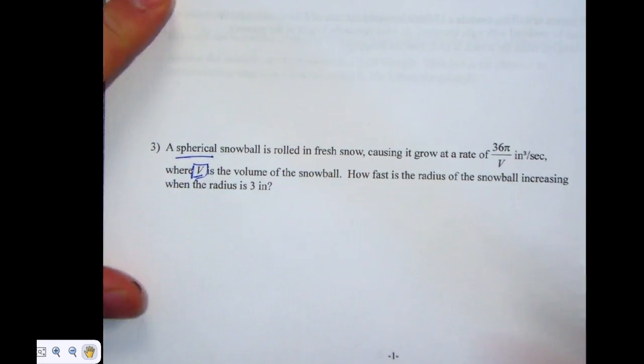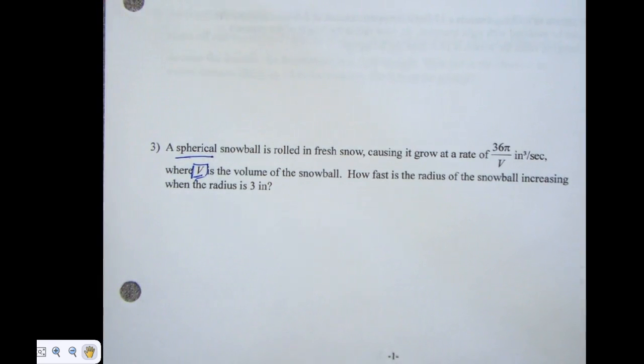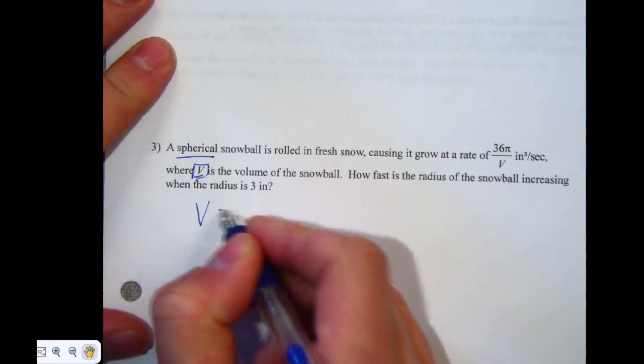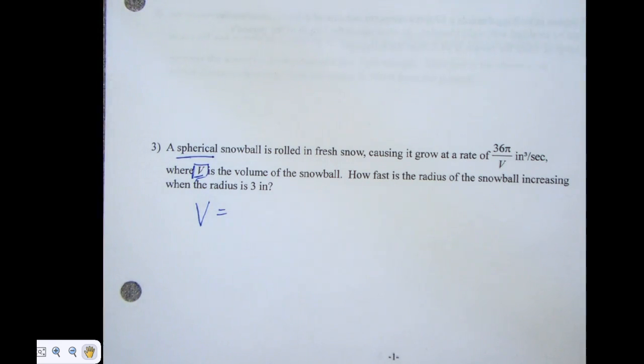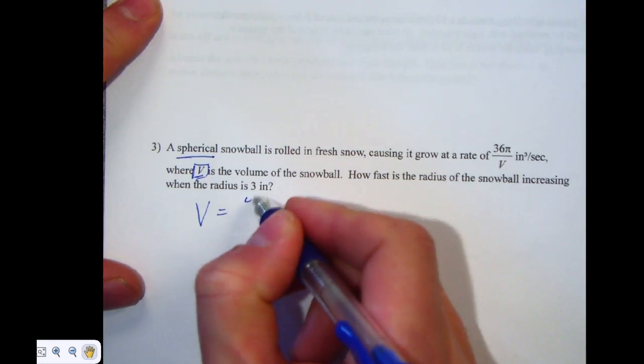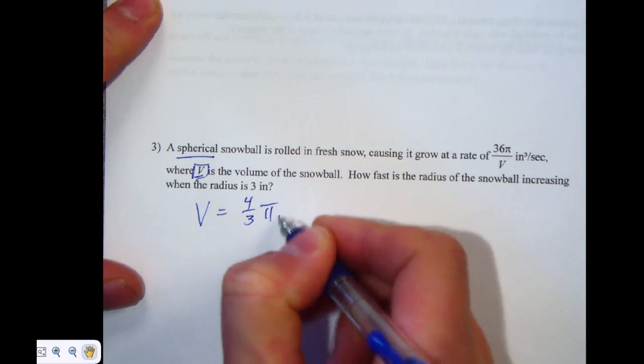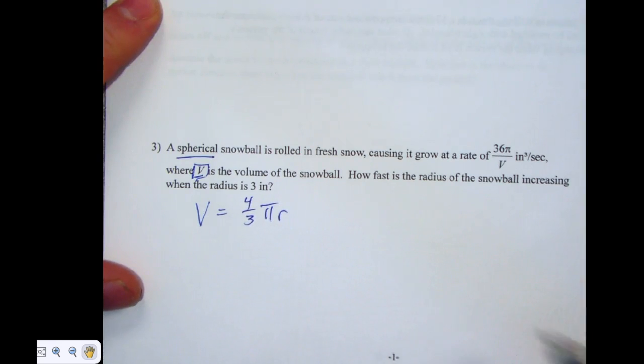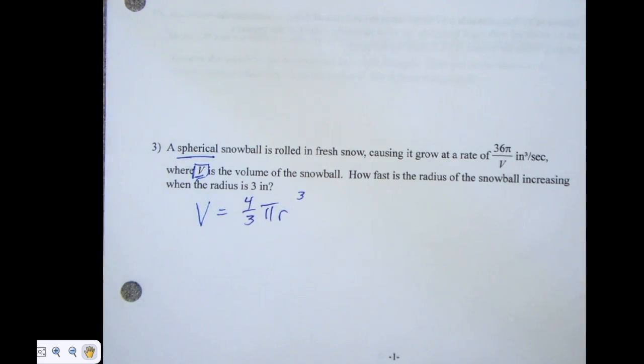That's the volume. And every time I've seen this on the AP test, they give you the formula. They're not trying to mess with you. They don't want you to get it wrong if you don't remember the formula. So I've seen them give it to you. What is the formula for volume of a sphere? 4/3 pi r cubed. There you go. That is the formula for a sphere.